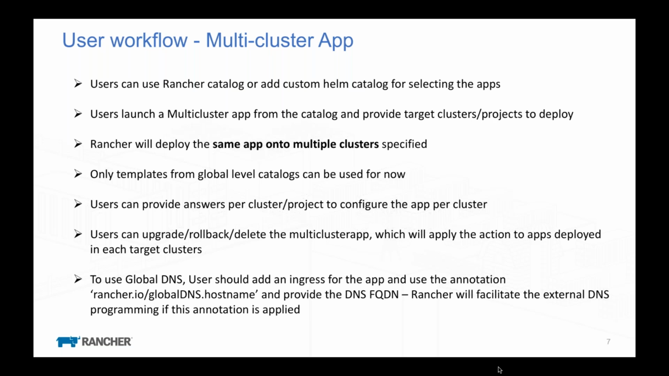Now, for global DNS, the user should add an ingress for the application and use the annotation rancher.io/globaldns.hostname and provide the DNS FQDN of their choice that they want to program on the external DNS. Rancher will pick up this ingress and facilitate the external DNS programming.